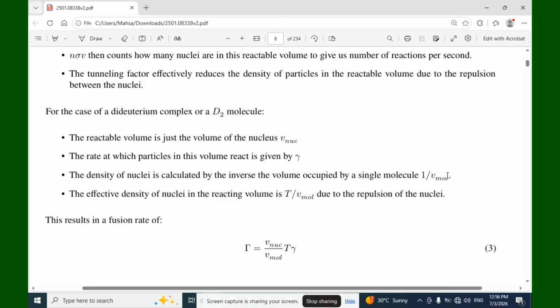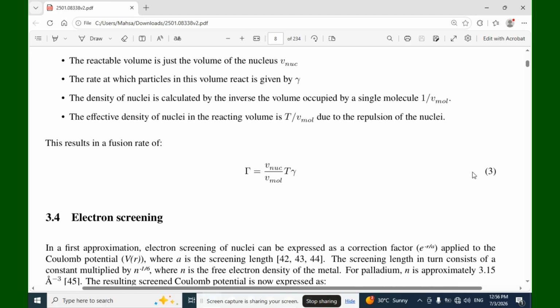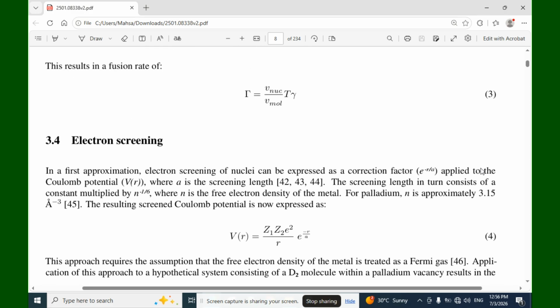For the case of the deuterium complex of D2 molecules, the reactable volume is just the volume of the nucleus, νC. The rate at which particles in this volume react is given by gamma. The density of nuclei is calculated by the inverse, the volume occupied by a single molecule, 1 divided by ν mole. The effective density of nuclei in the reacting volume is T divided by ν mole due to the repulsion of the nuclei. This results in a fusion rate of τ equal to νC divided by ν mole, T gamma.